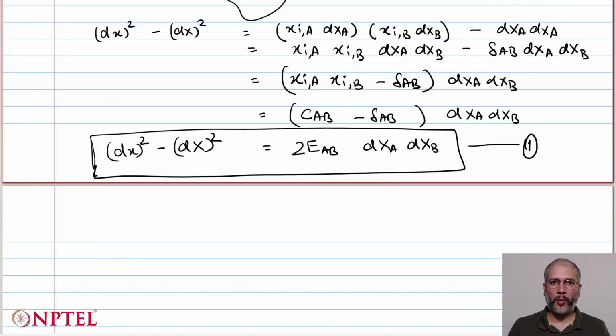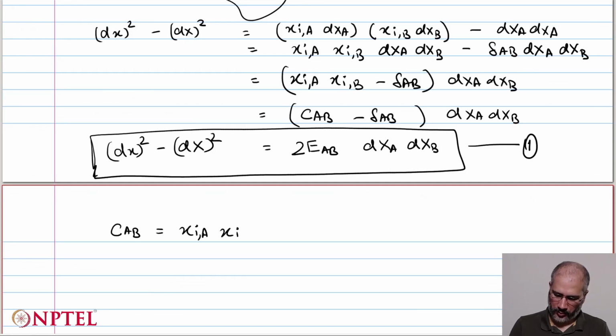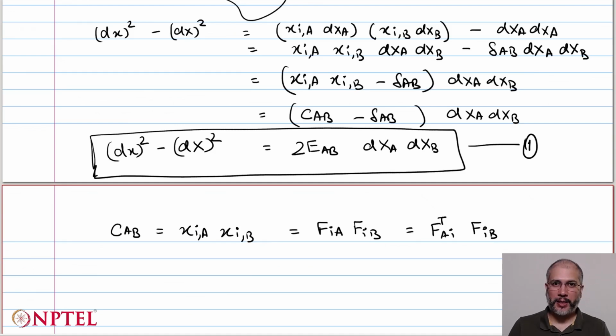So we have defined two quantities here, so let's talk about them. The first one we defined was CAB, which we defined as xi comma a times xi comma b. And xi comma a is simply Fia, the deformation gradient tensor. So this is Fia, Fib. And if you look at this multiplication, this actually is F transpose Ai times Fib. So we can see that C is actually F transpose times F.